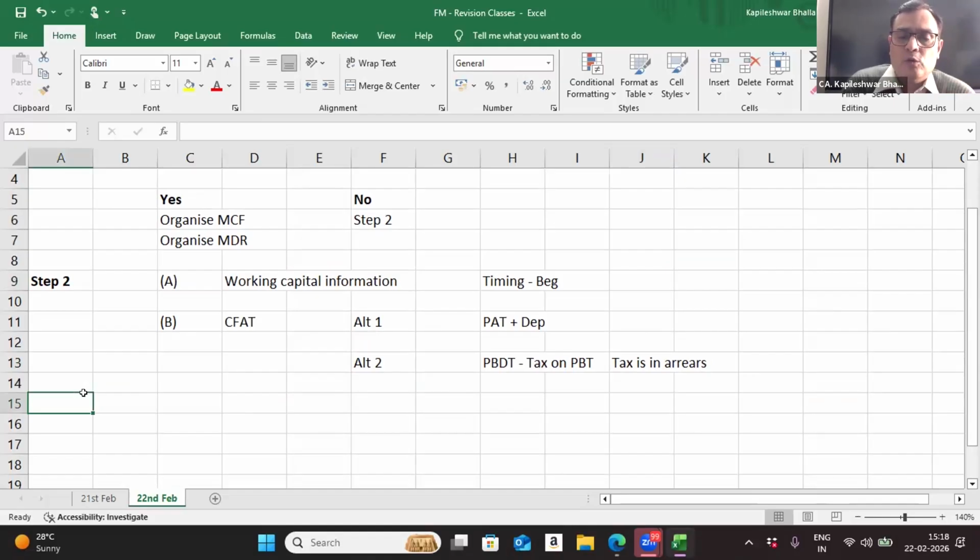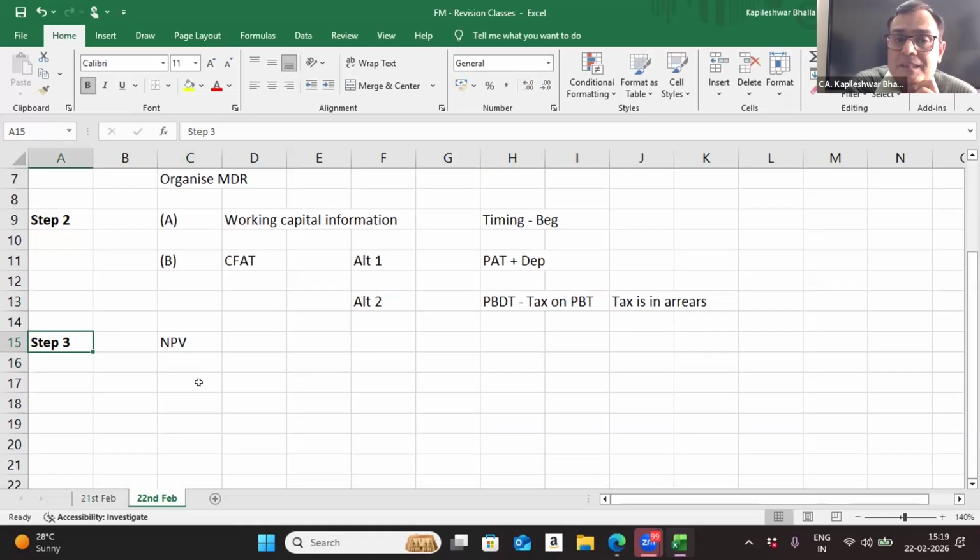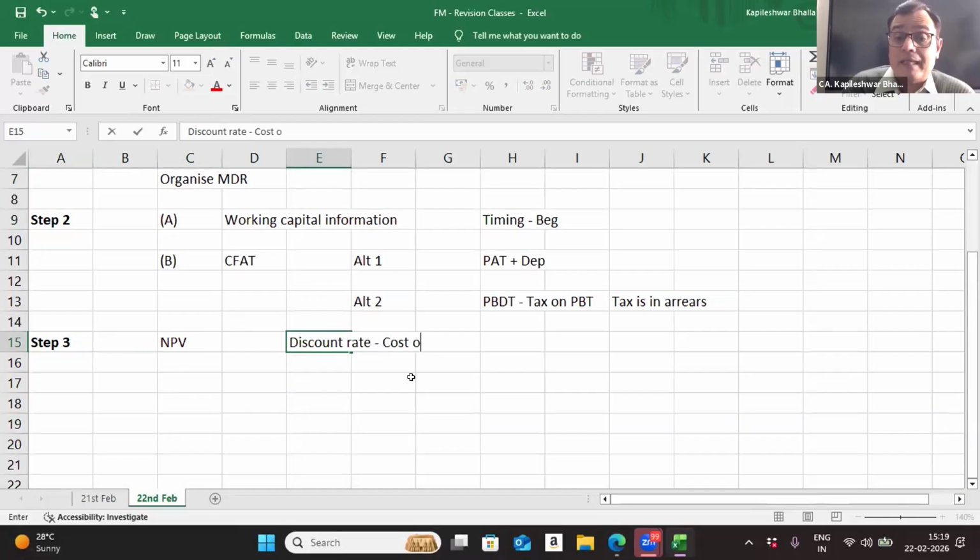Then finally, we go to the step number 3. And in terms of step number 3, now it's time to organize and calculate the net present value. Just to give you the basic inputs, when you go to consider the NPV, we would need the discount rate, or we can say the cost of capital. The discount rate can also be called the cost of capital itself, or you can call it the WACC, what we've already seen yesterday. Now, this discount rate is going to be what? MDR, because that you've already organized earlier.